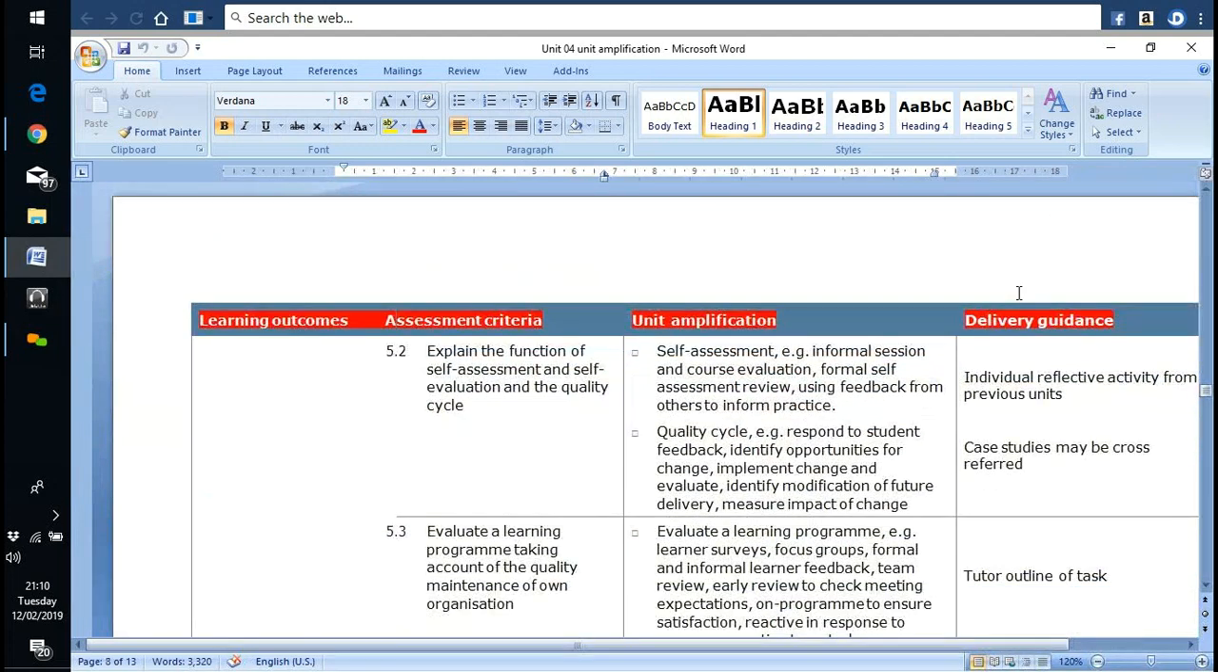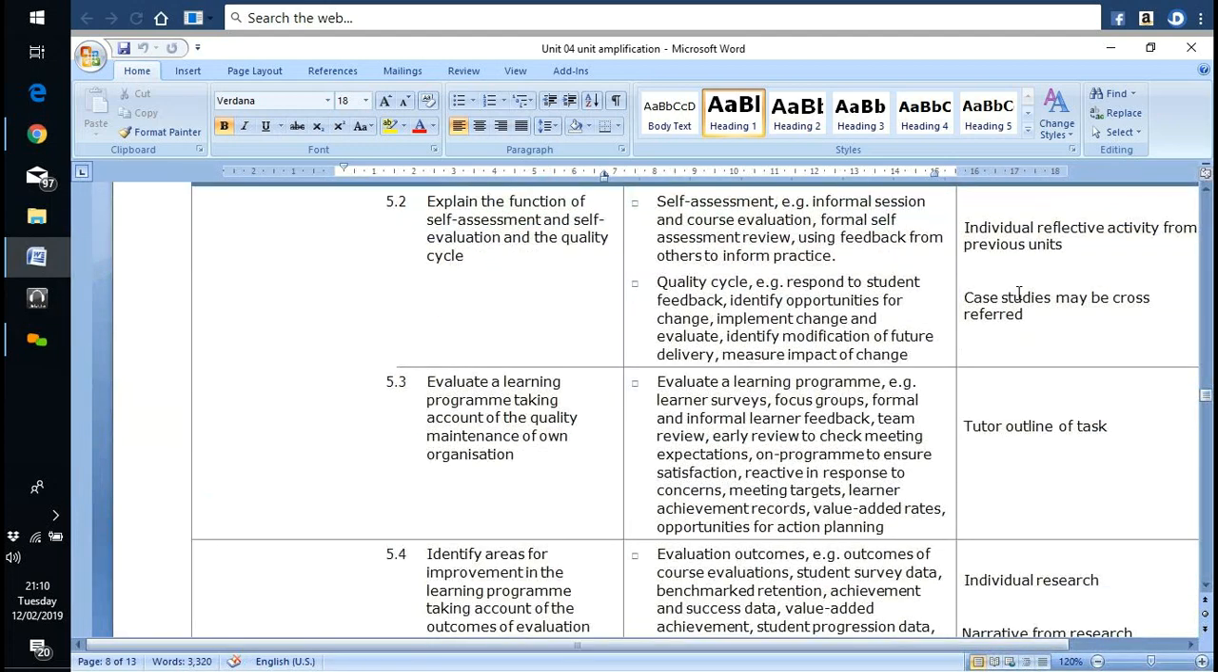And of course, 5.2. Explain the function of self-assessment and self-evaluation in the quality cycle. There's a lump of stuff on that you can have a look at. I think there's a couple of PowerPoints on there looking at self-assessment and self-evaluation.